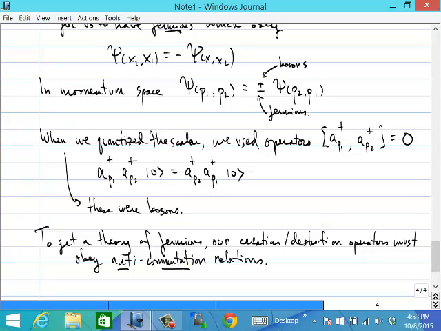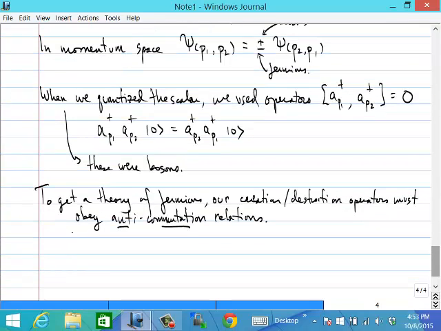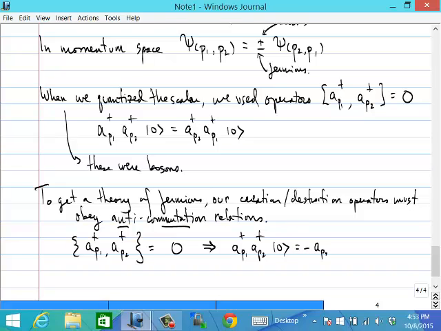So what does that mean in particular? What we require, for example, is that a_p1 dagger with a_p2 dagger should not be 0, but that the anti-commutator of the two should be 0. So that, for example, if you took a state where you first create a particle of p2 and then a particle of p1, then that is related by a minus sign to the state where you do those operations in the opposite order.